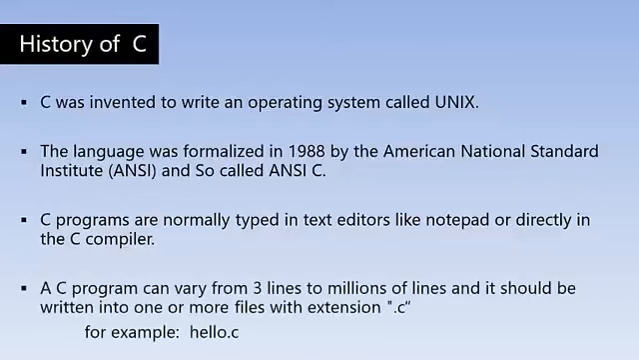A C program can vary from 3 lines to millions of lines, and it should be written into one or more files with the extension .c. That is how the operating system recognizes C files. So .c is the extension for C language files. For example, hello.c: hello is the file name that you've given to your program, and .c is the extension for that file. So a C program may vary from 3 or 4 lines to millions of lines. So you can think of the complexity of a program by that.